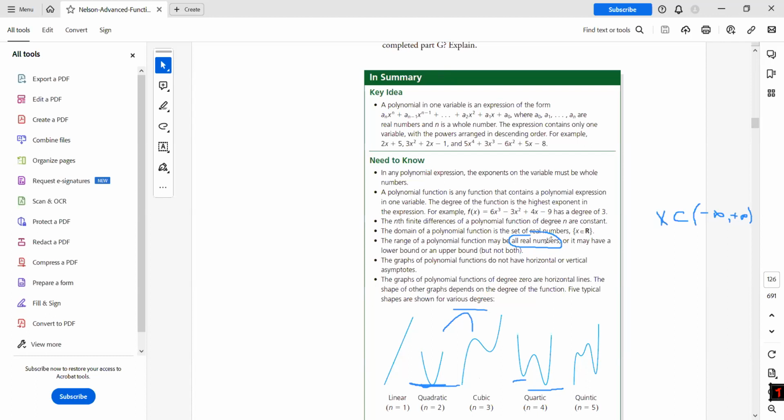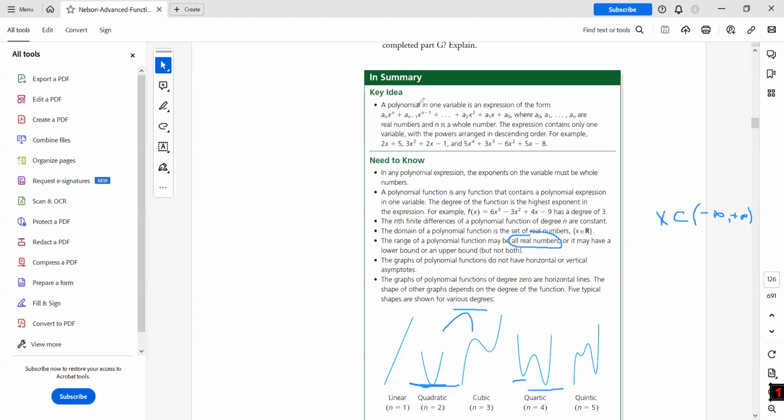The graph of a polynomial function does not have horizontal or vertical asymptotes, as we said, right? We're going to see that rational functions have asymptotes in them. But in order to move on to rational functions, we need to figure out polynomial functions first. The graphs of polynomial functions of degree 0 are horizontal lines. The shape of the graphs depends on the degree of the function. 5 typical shapes are shown for various degrees.